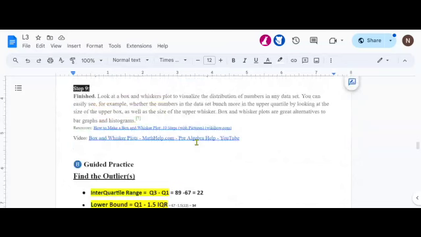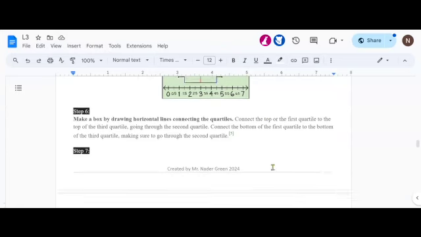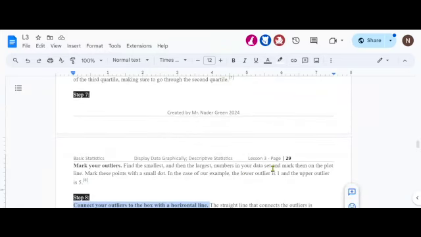Okay, where is the graph? Do we have a graph? Yeah, see this? So the smallest number is 1 and the largest number is 5. That's it. You're done. You learned how to do the whisker plot.